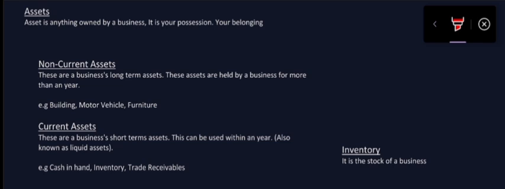Current assets are a business's short-term assets and are used within a year. For example, cash. Assume you have 1,000 rupees. You'll end up spending it, right? You won't be able to keep that 1,000 rupees for an entire year without spending it. Other examples of current assets could be inventory and trade receivables.